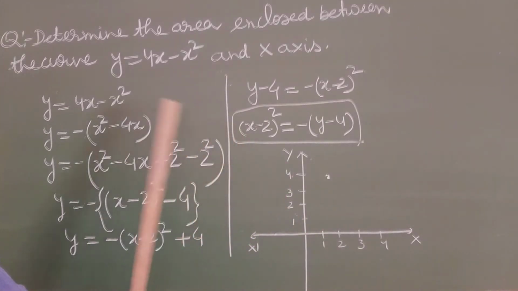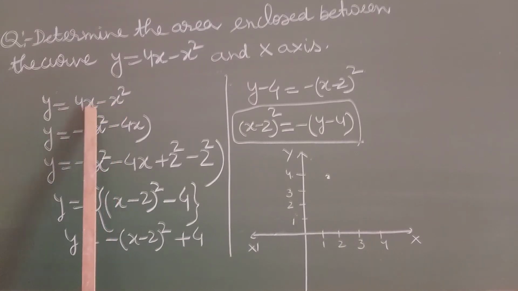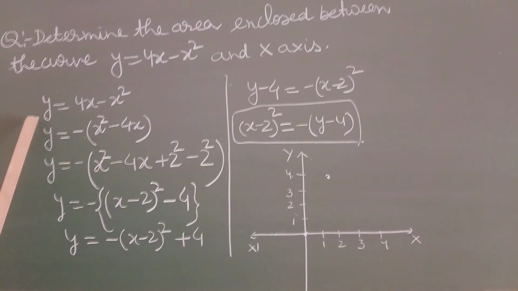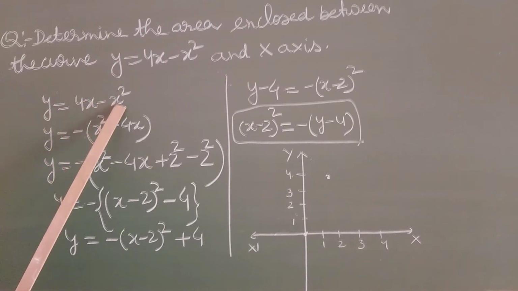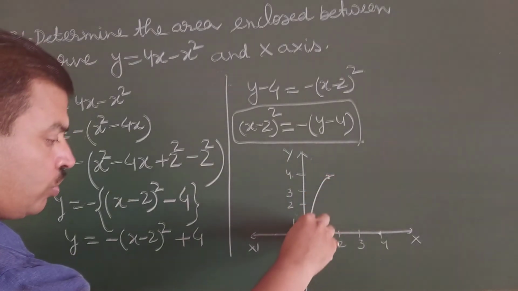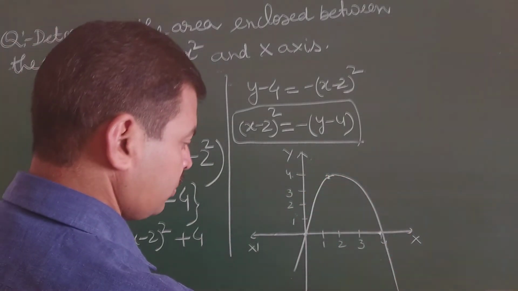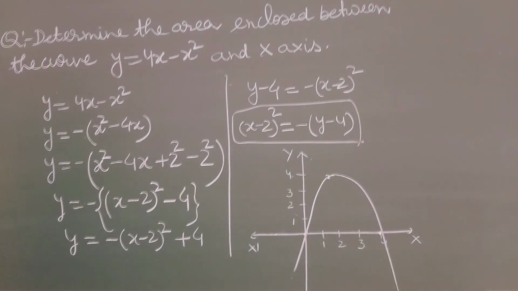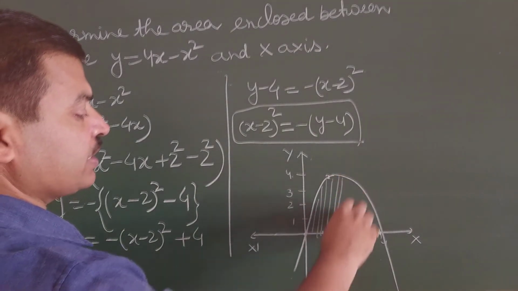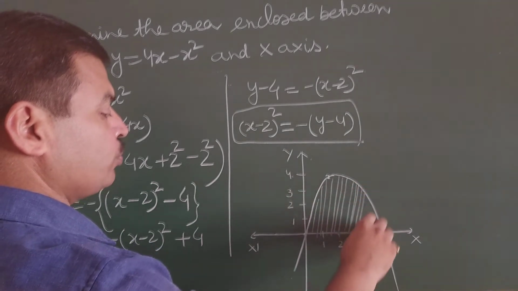Students, when we put x equal to 0 here, then we get y also 0. It means it passes through 0, 0. And when you put y 0, then we get x also 0 and 4, two values. So it also passes through 4, 0. So this parabola I am going to draw. So this is the parabola. We have to find the area between this curve and the x-axis. So this is the part between the x-axis and the parabola. This area we have to calculate.